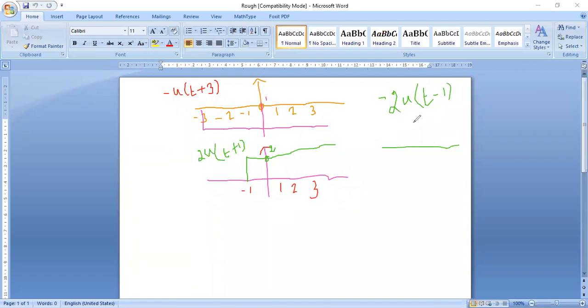So the rough diagram is showing u of t minus 1. Minus 1 means I should start from plus 1. Then I have to use this 2 amplitude, so I have to increase the amplitude to 2. Now I will erase the old one. So now I have completed 2 into u of t minus 1.